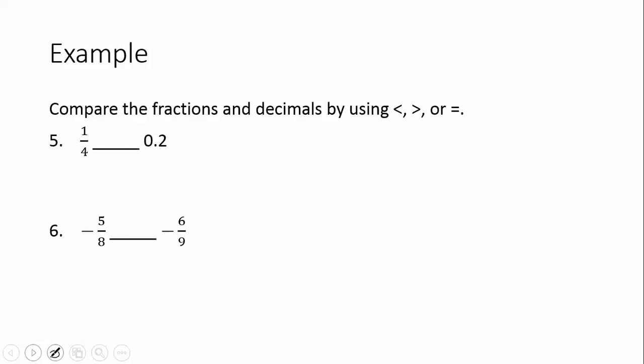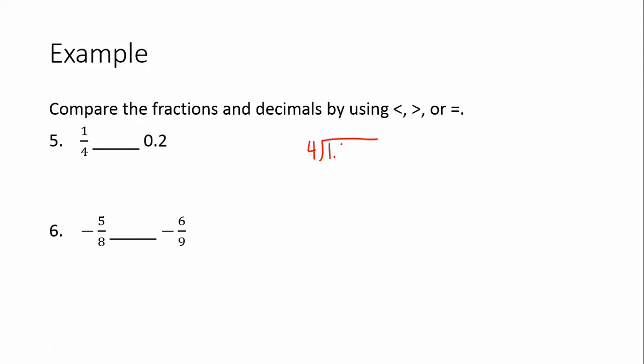So now let's compare fractions and decimals using less than, greater than, or equal to. We have 1/4 and 0.2. Some of you may know what 1/4 is right away as a decimal, and you don't have to do the tip and divide, but if you're not sure, we need to put both of these numbers in forms that we can compare. They need to be the same. So we are going to tip and divide.